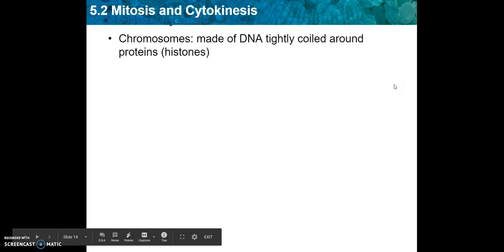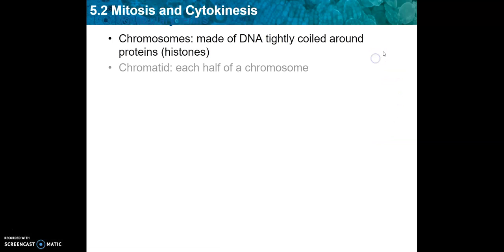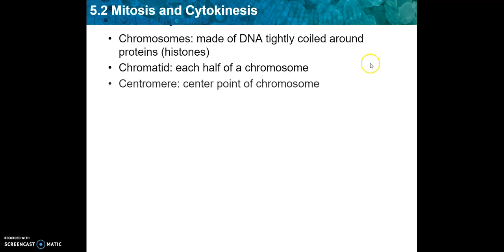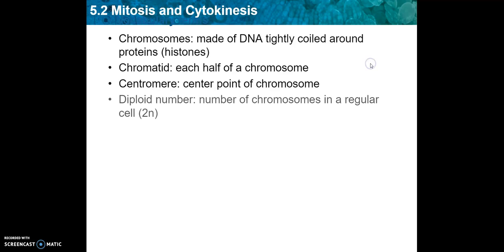Chromosomes are made up of DNA that's tightly coiled around those proteins, or histones, and that's different than a chromatid. Chromosomes are what we are generally used to seeing. They look like an X, but in reality they're not really an X. When we look at that picture of an X, what we're looking at is the 2 sister chromatids joined together. And those are just duplicated chromosomes together. The centromere is that center point of the chromosome.